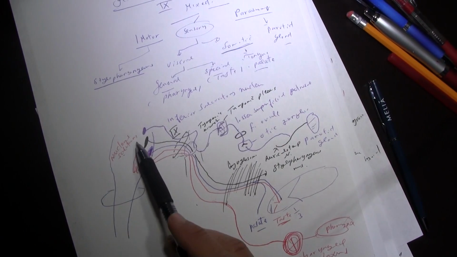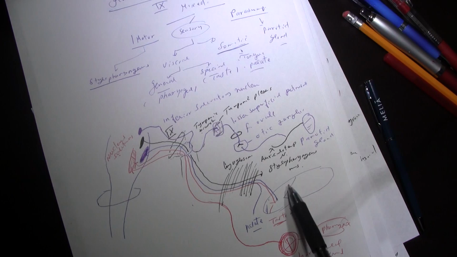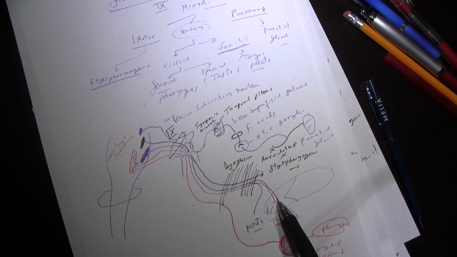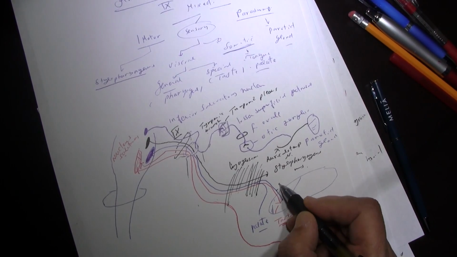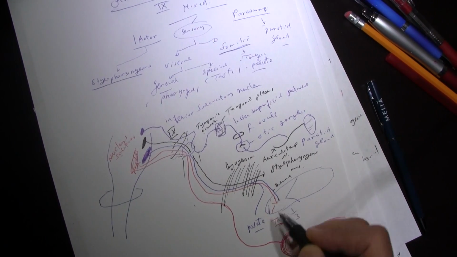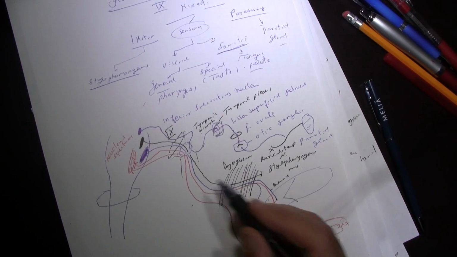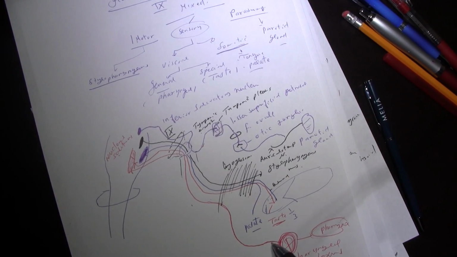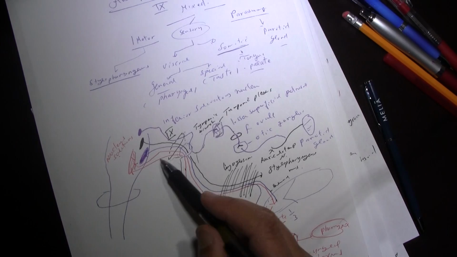Then it gives parasympathetic fibers to the parotid gland. It receives sensation from the posterior third of the tongue, and as you see, there are two kinds of sensation: general and taste. The red one is taste, the blue one is general sensation. It also receives visceral sensation from the pharynx through the pharyngeal plexus of nerves, and then ascends back until it reaches the nucleus solitarius.